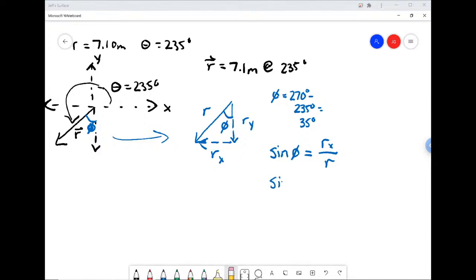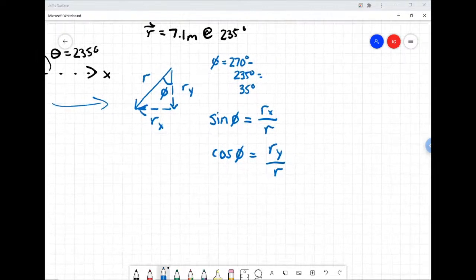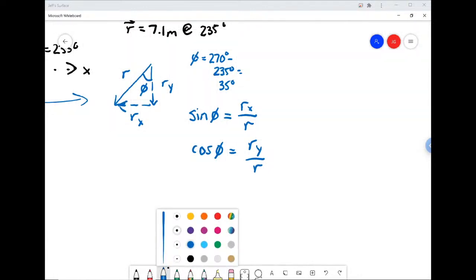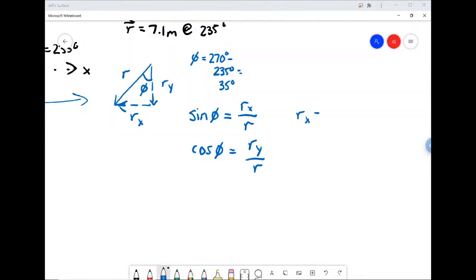The cosine of that angle is adjacent, which in this case is Ry over hypotenuse. So you put that all together, and you get that the x component of this vector is the magnitude of the vector times the sine of that angle, phi, 35 degrees. And the y component is R cosine of phi.